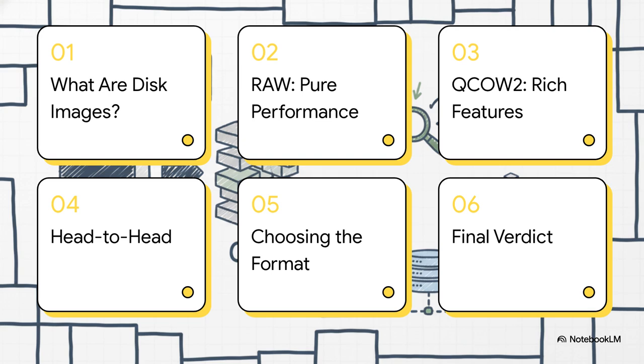So here's how we're going to break it all down. First, we'll cover the absolute basics, what a disk image even is. Then we'll look at RAW and its obsession with performance, and then Qcow2 and all of its amazing features. After that, we'll put them in the ring, head-to-head, look at some real-world use cases, and then wrap it all up with a final verdict and how you can pick the right one for your project.